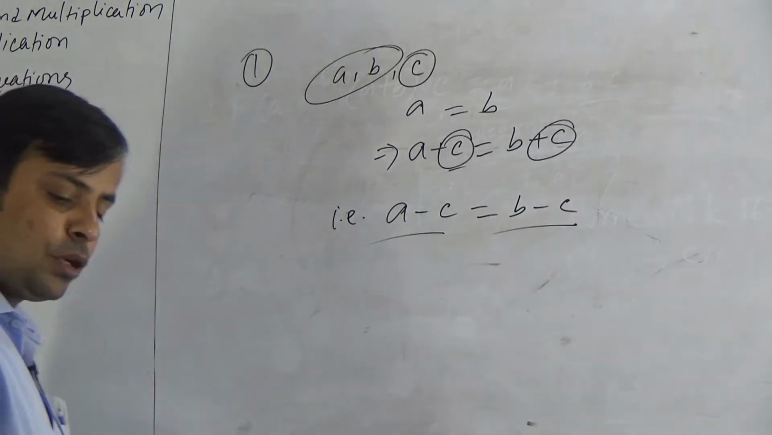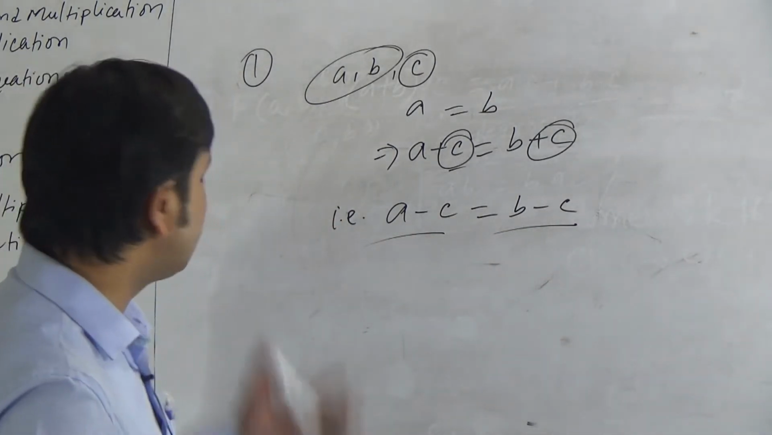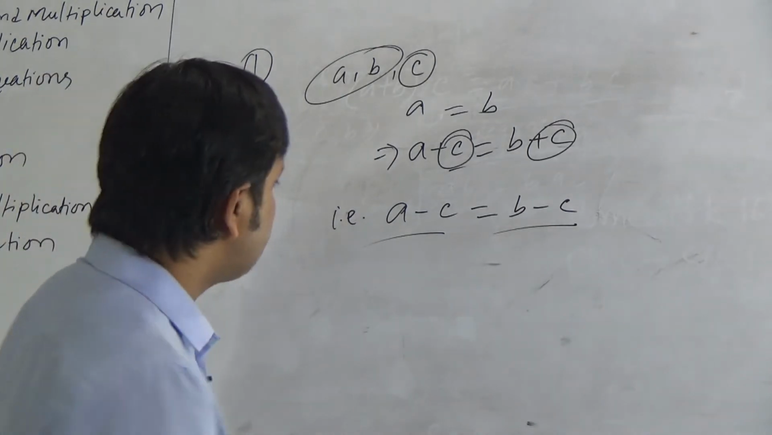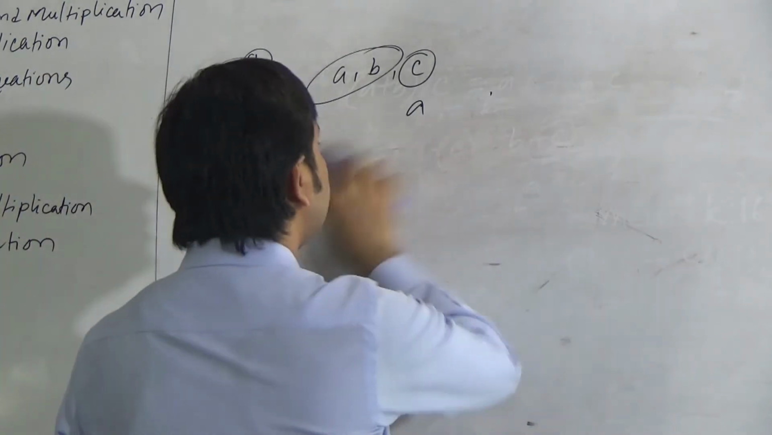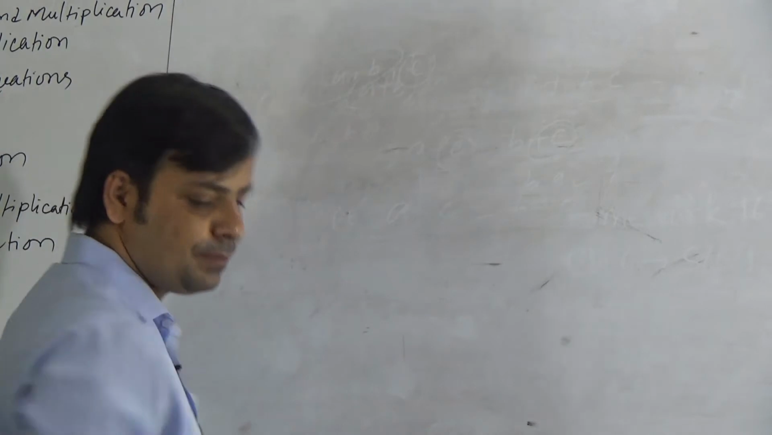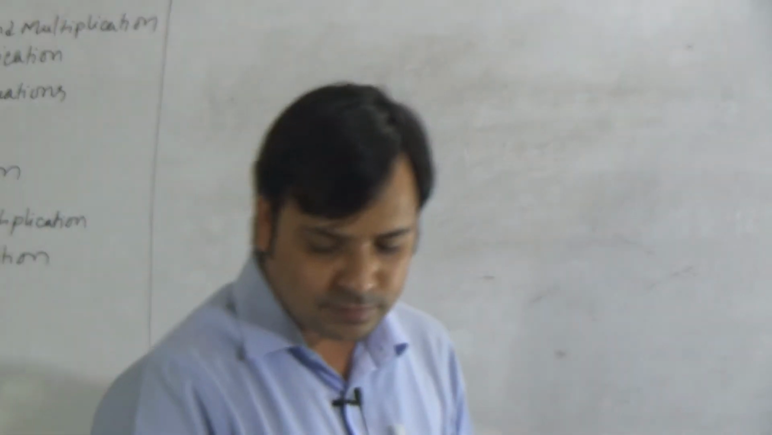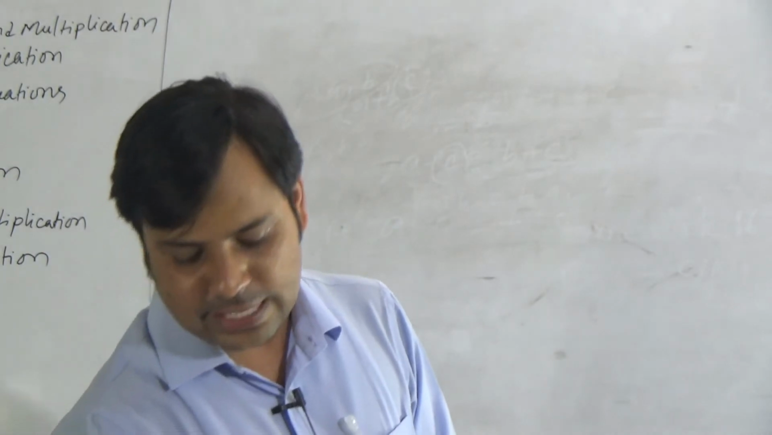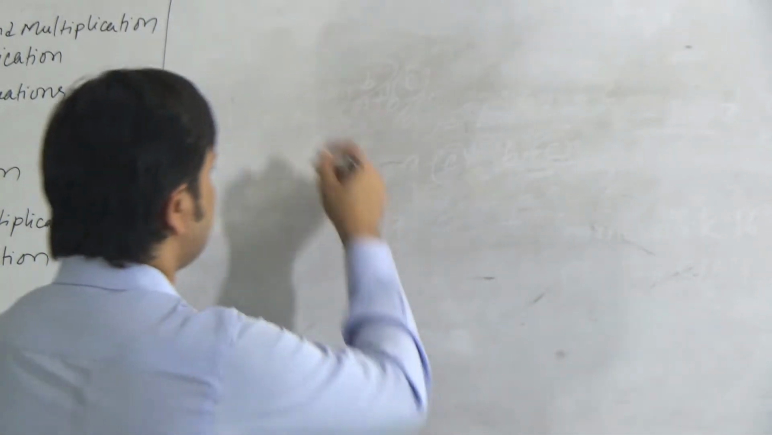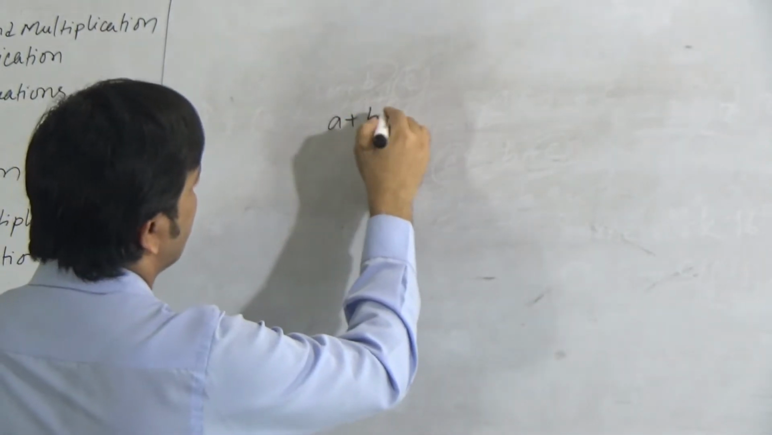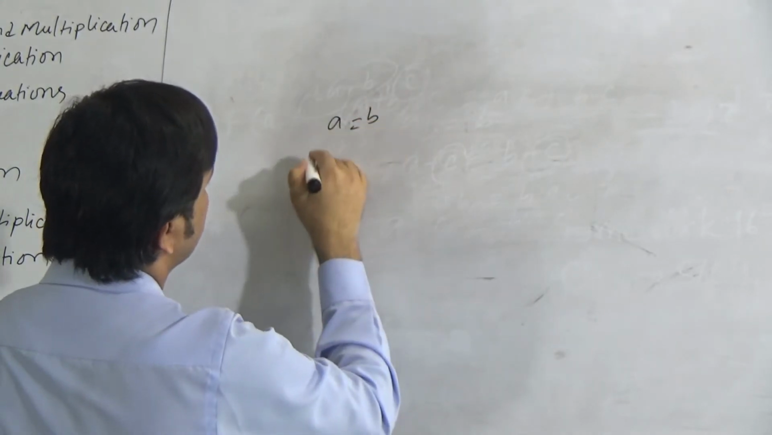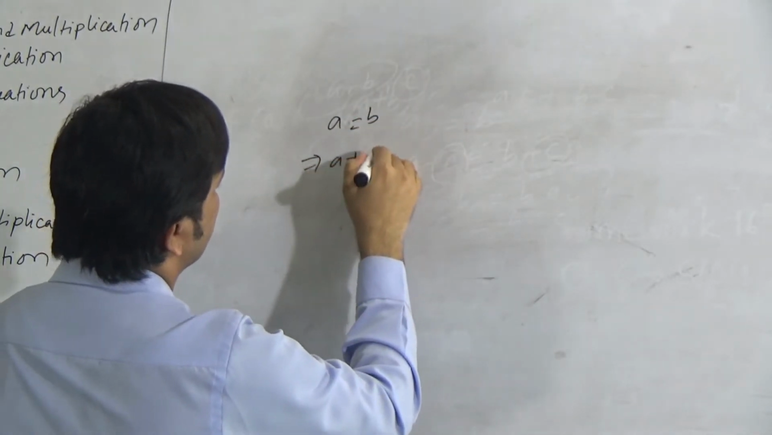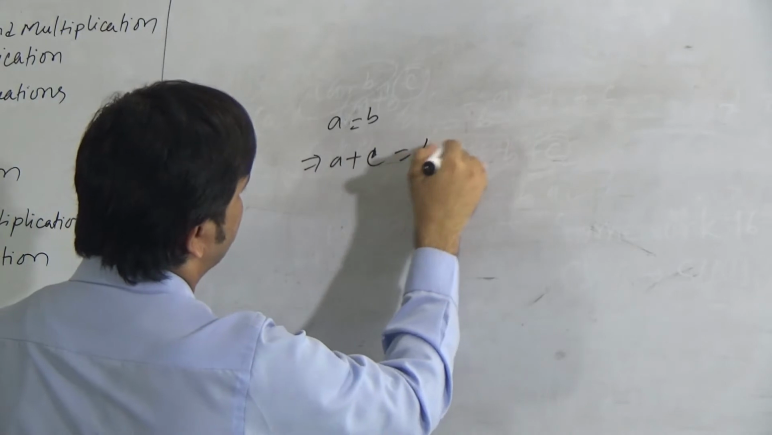Then both the sides will also be equal. This is the first axiom. The first axiom is addition: if A equals B, then A plus C is equal to B plus C. Then the second axiom is subtraction.